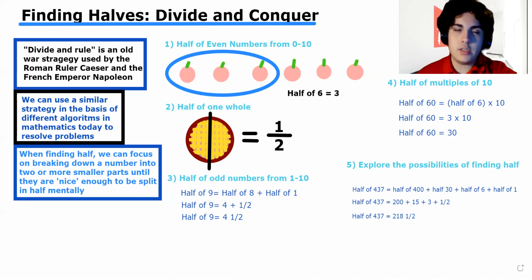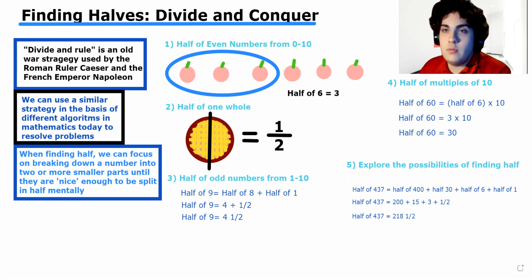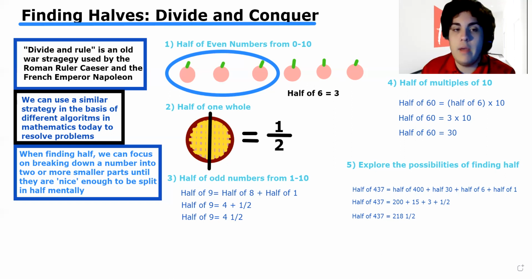And we find that we can actually use somewhat of a similar strategy, and it's found in the basis of these different algorithms in mathematics that we use today to resolve problems. One of those problems we can resolve is to find halves of various numbers. So the strategy we use to find half is to focus on breaking down a number into two or more smaller parts until they are nice enough or simple enough that we can split them in half mentally.